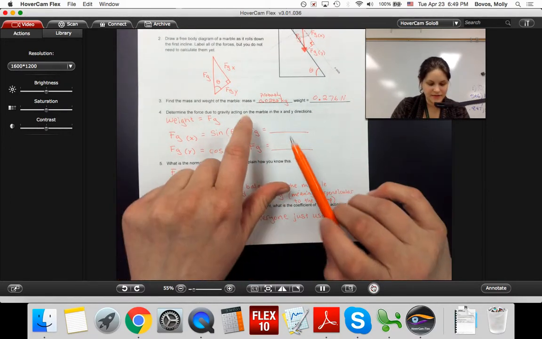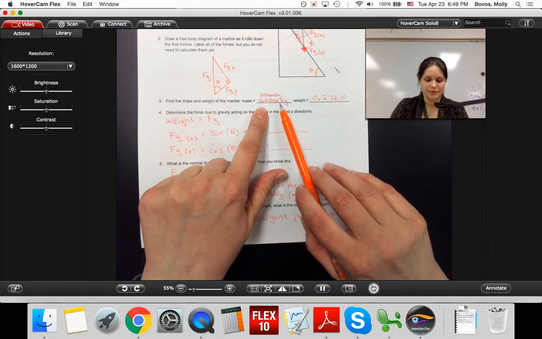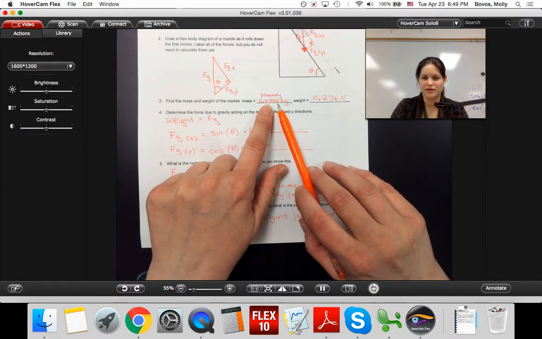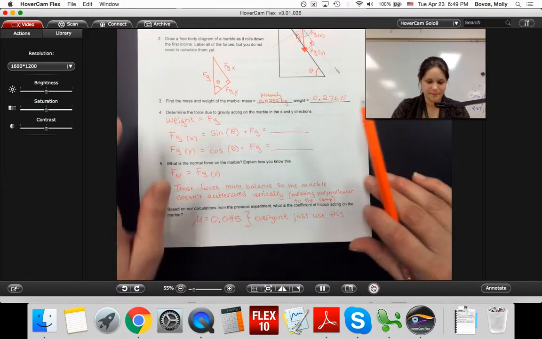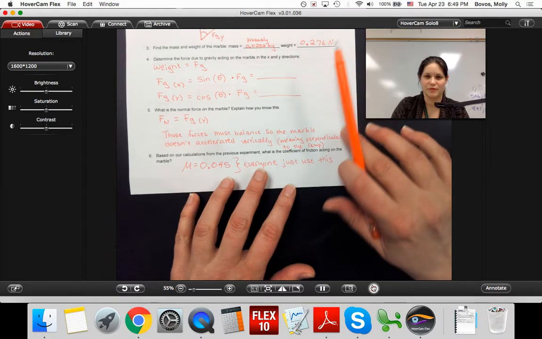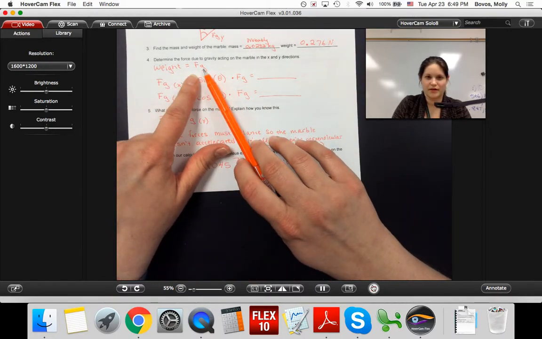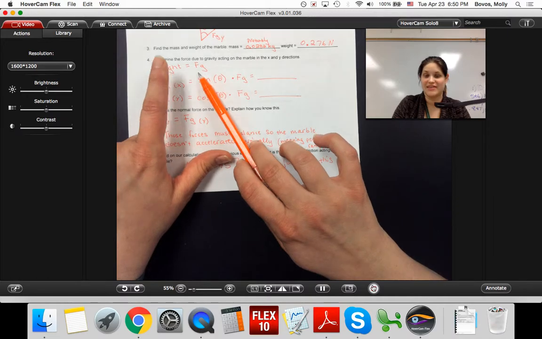Okay, next we have the mass and the weight of the marble. Pretty much all of the marbles should be reading 0.0282 kilograms, and that is what that is in newtons. We are just multiplying by 9.8, of course, to go from mass to weight. Remember, weight is just the word for Fg. Fg stands for force due to gravity. That's weight. They are synonyms. They are the same thing.